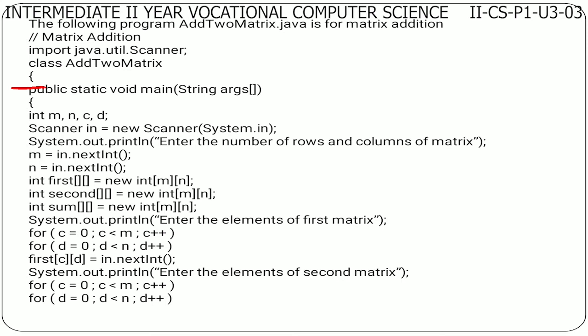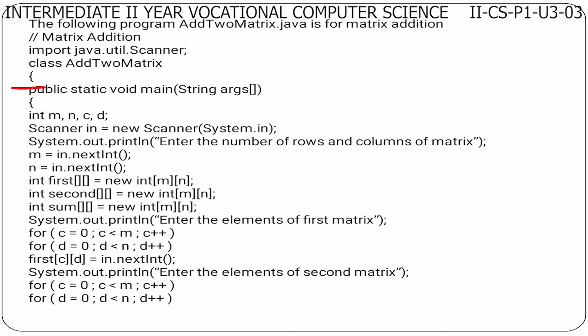Again, I'm taking int sum[][] = new int[m][n]. That is, I'm adding two matrices. The first matrix and second matrix are added, and the result is stored in the int sum. Next, System.out.println("Enter the elements of the first matrix"). Here I am reading the matrix values.